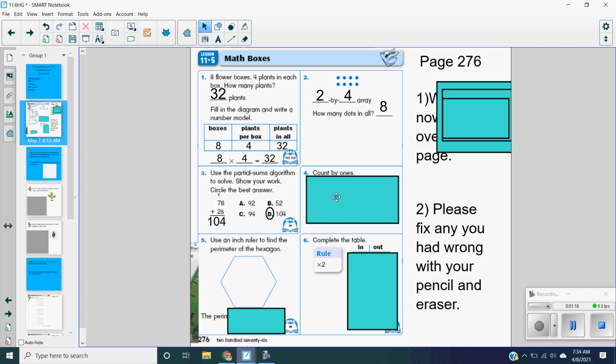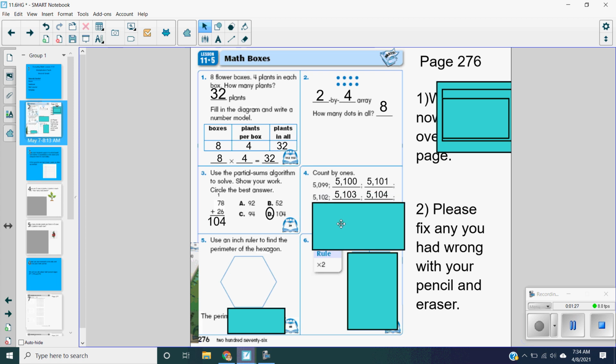For question 4, count by ones. So we had 5,099, 5,100, 5,101. We have 5,102, 5,103, 5,104. They gave us 5,105, but we have 5,106 and 5,107.